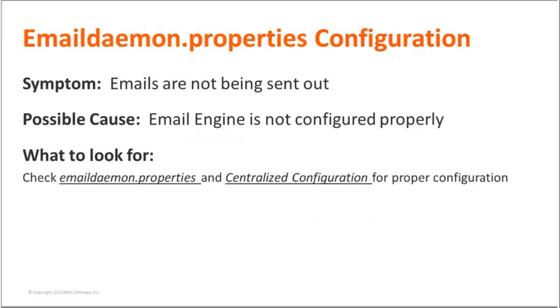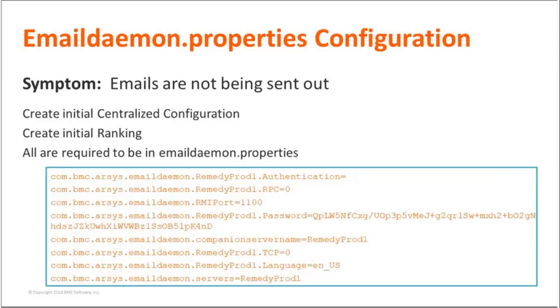One more common issue with configuration is simply that the emaildaemon.properties file is set incorrectly. A symptom might be that emails are not being sent out, and the cause is that the email engine isn't configured properly. Kind of a generic problem, but this does happen quite often. The things that we're going to look for are the emaildaemon.properties settings and the centralized configuration settings to make sure they're set up properly.